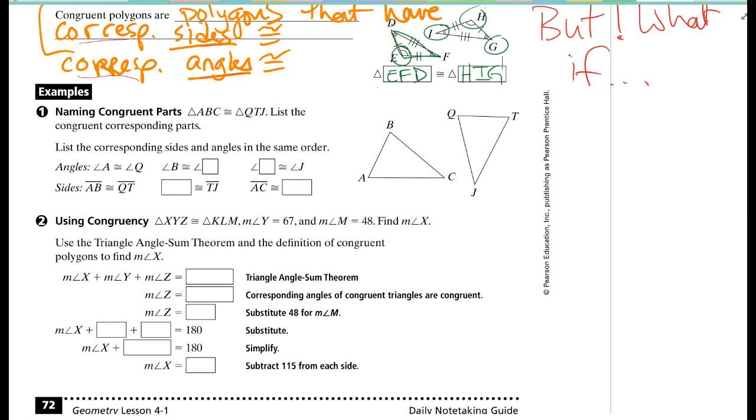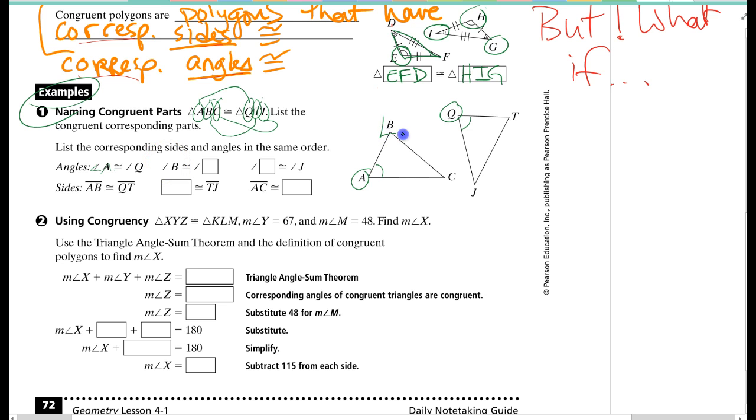So then, let's do some examples. Name congruent parts. ABC is congruent to QTJ. That means that everything about A will match up with everything about Q. Everything about B matches up to everything about T, and C matches up with the J. So, here we go. Here are the angles. Angle A congruent to angle Q, and I saw that because of the way they named it. So A goes with Q, and here's how I'm going to note that. One arc here, one arc here.